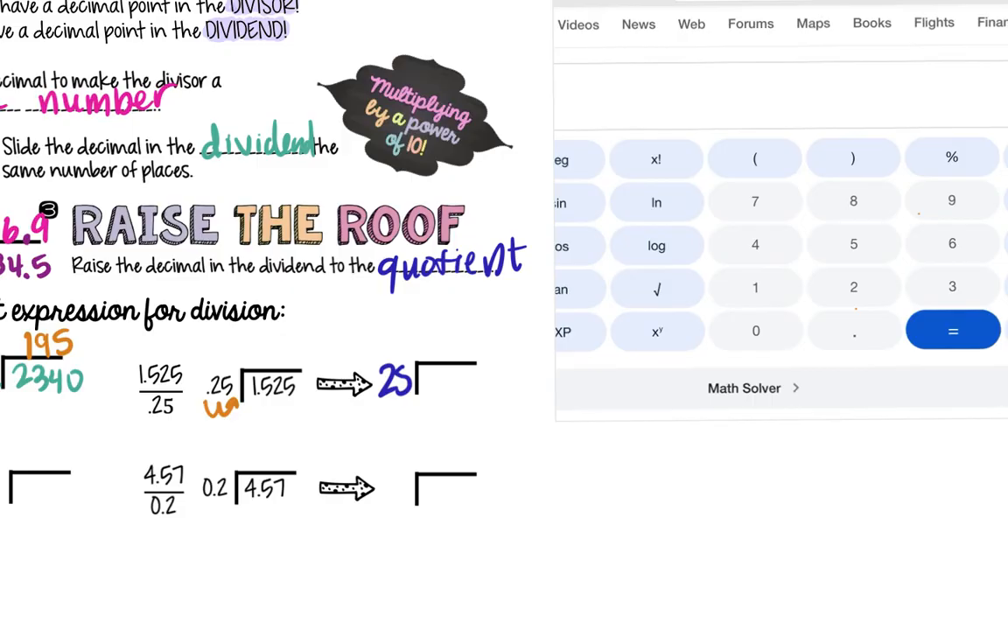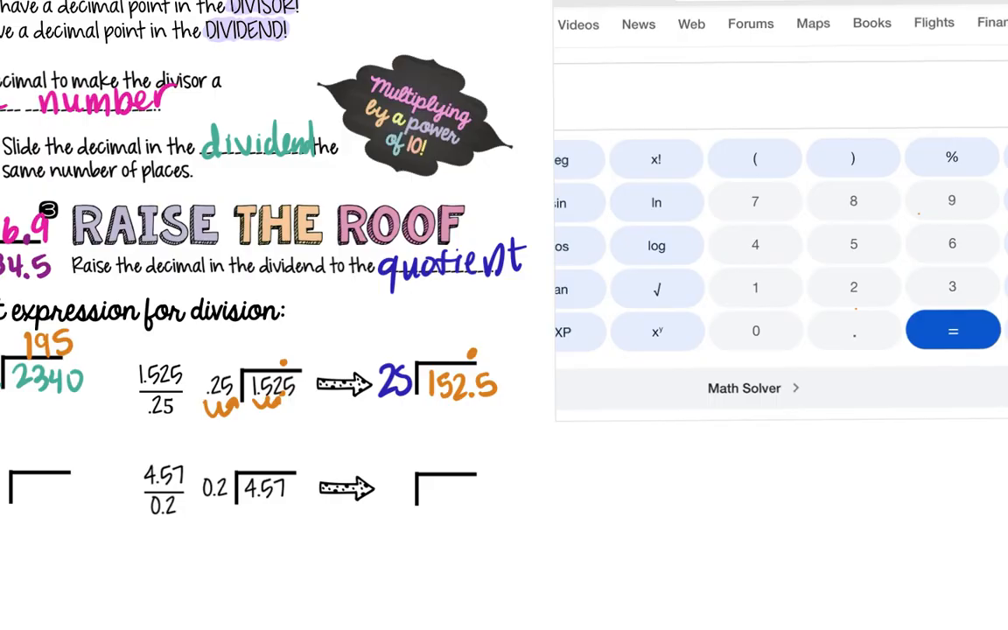So I slide, slide, raise the roof. So I got to slide here. 1, 2. So it's going to be right there in between that 2 and 5. And I raise the roof, bring it straight up. So that's now going to be 152 and 5/10. And again, I bring that decimal straight up in the new place, not in the old place, but in the new place. So is that the same thing?